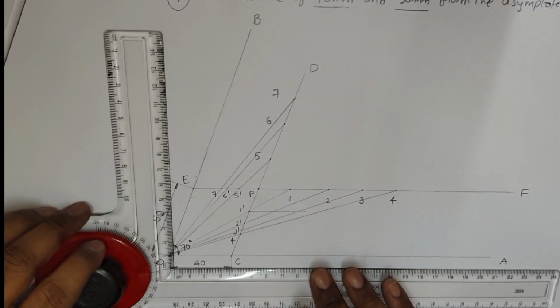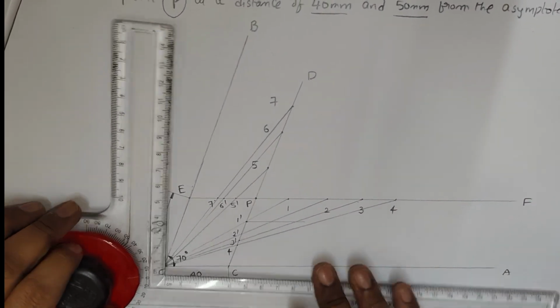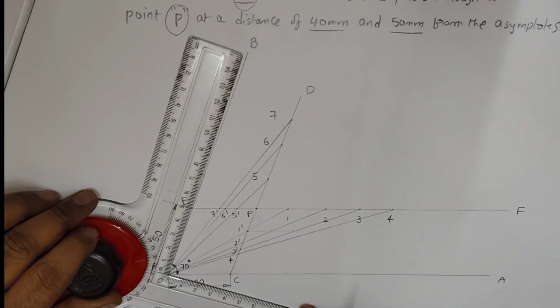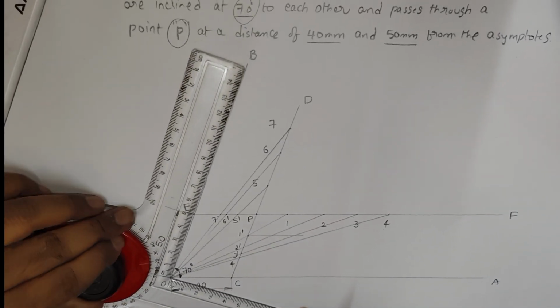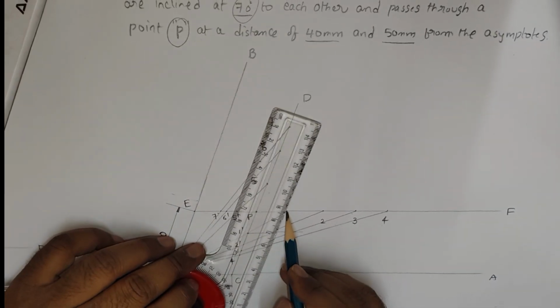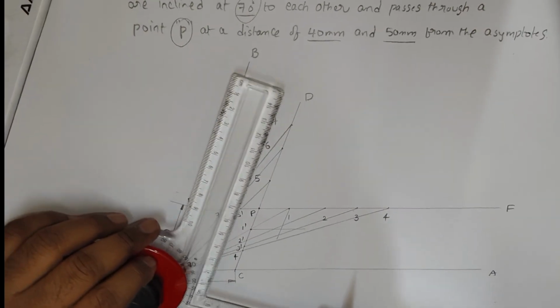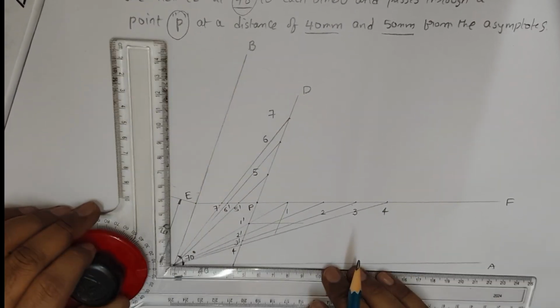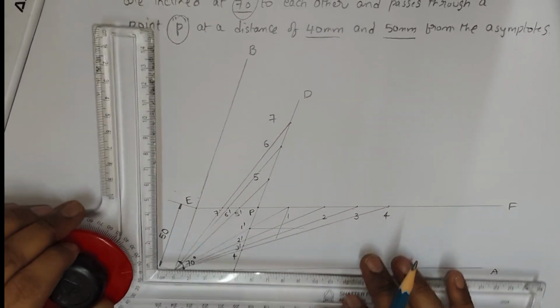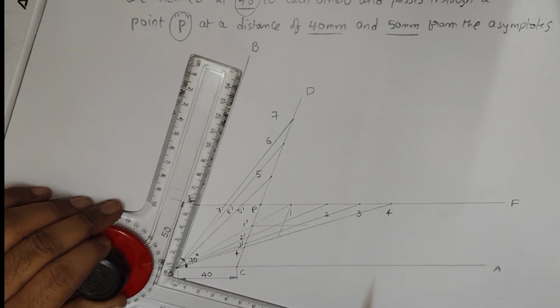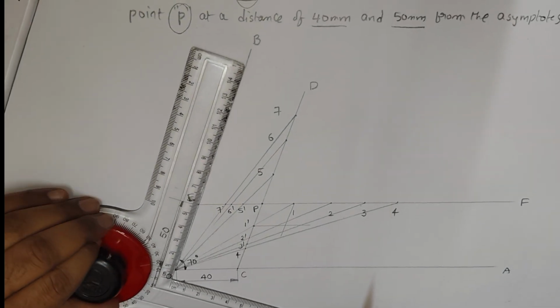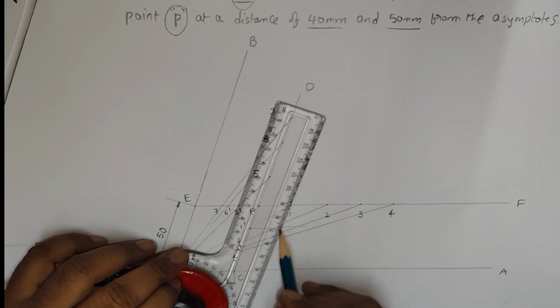OA asymptotes. Next, similarly, take a drafter scale parallel to the OB line. So take a line parallel to the OB line. Draw a line parallel to the OA asymptotes. This is parallel to the OB asymptotes, and this is parallel to the OA asymptotes. So we just have to use the drafter scale and take a parallel to the OB line and draw a line parallel to the OB line.